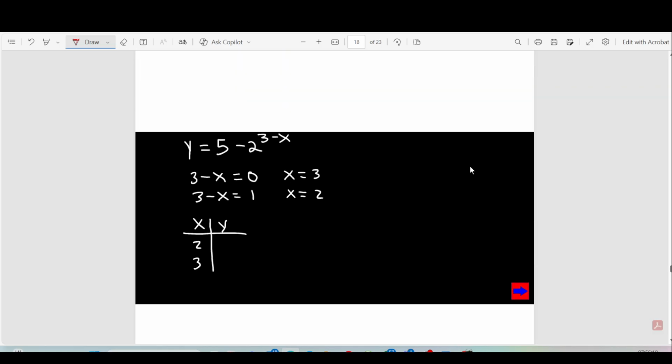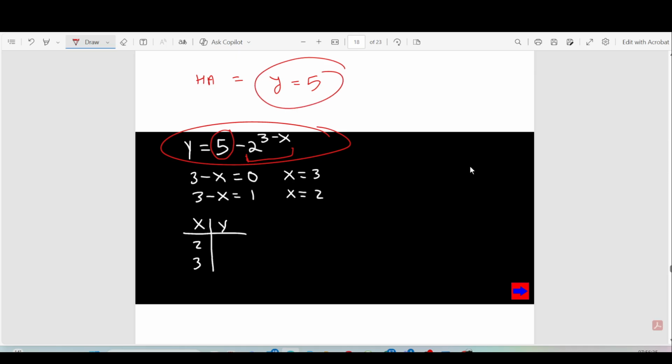In this one, what is the horizontal asymptote in this exponential function? y = 5 minus 2 times 5 to the power of 3. This is the exponential function, and whatever is added with this, that's the horizontal asymptote, okay?